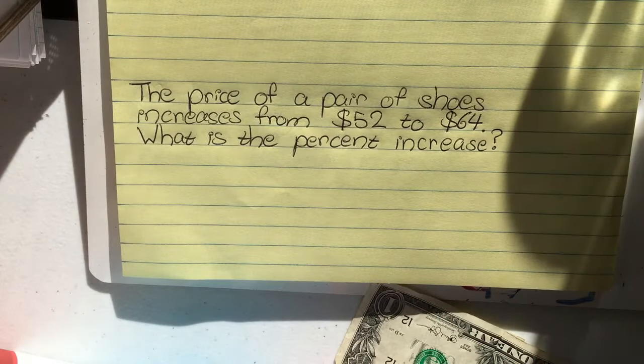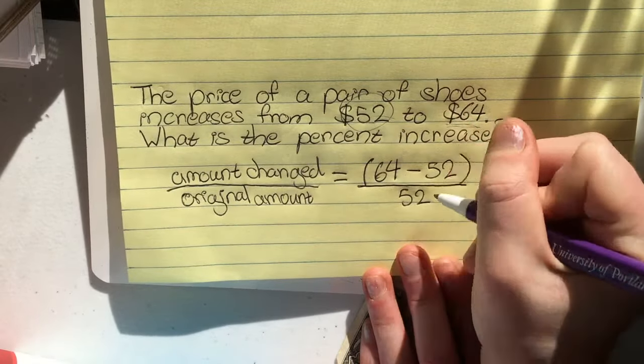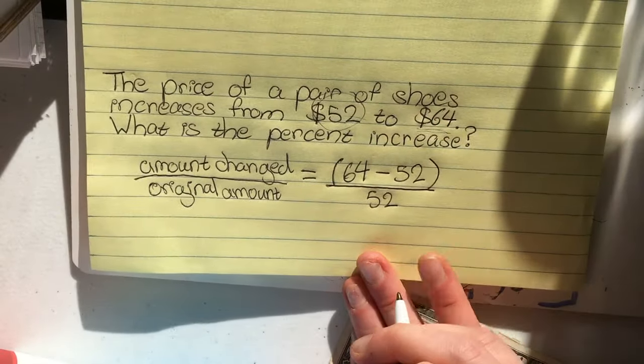So I'll plug in 64 minus the other number, 52. That's going to tell me how much it changed. And then all of that's going to go over the original amount, which in our case, it started at 52. Now you can do that in your head, plug it into your calculator, either way. On top, I'm going to get 12. That's the amount it changed. On the bottom, I still have 52.